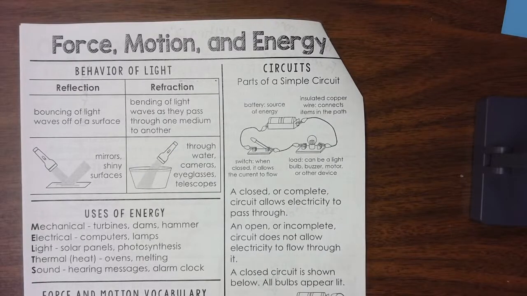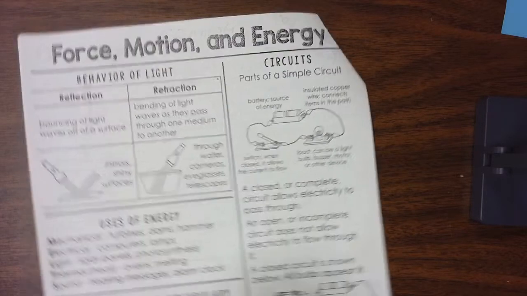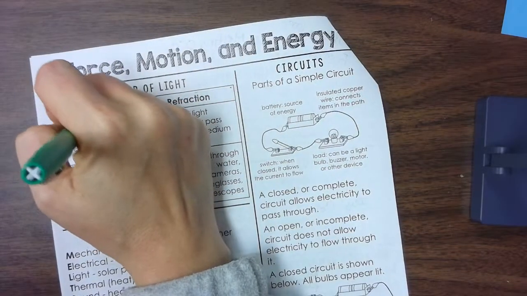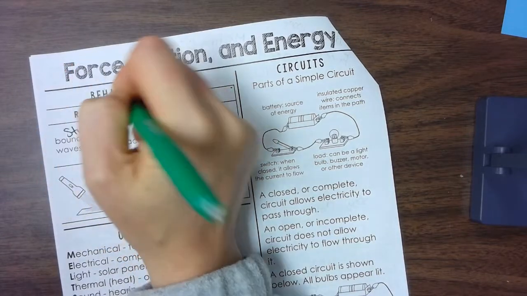All right, force, motion, and energy. Let's talk about light. I told you on our last CVA, light energy, all right? So let's talk about some light energy. First of all, we all know light travels in what kind of line? Straight line, right? It always travels in a straight line.